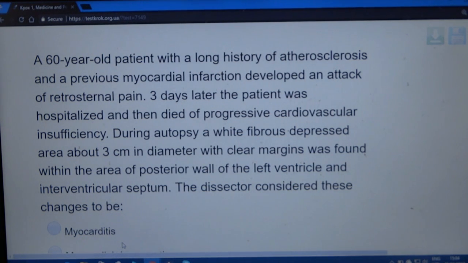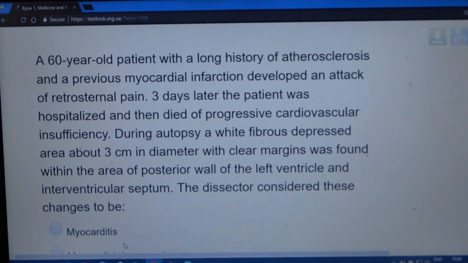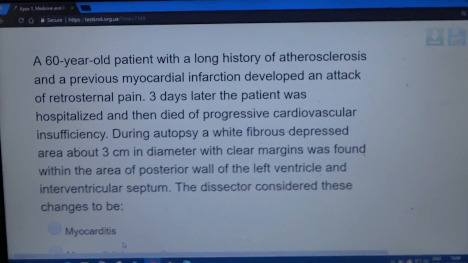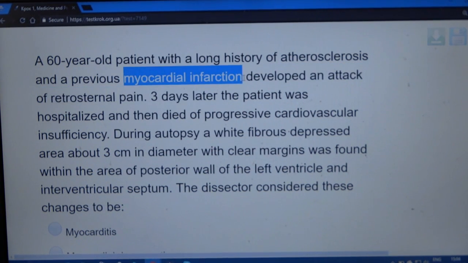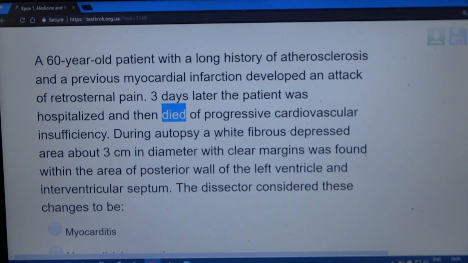A 60-year-old patient with a long history of atherosclerosis and a previous myocardial infarction, this is your guy, developed an attack of retrosternal pain. Three days later, the patient was hospitalized and then died of progressive cardiovascular insufficiency. Sorry for that. During autopsy, a white, fibrous, depressed area about 3 centimeters in diameter with clear margins was found within the area of the posterior wall of the left ventricle and interventricular septum.